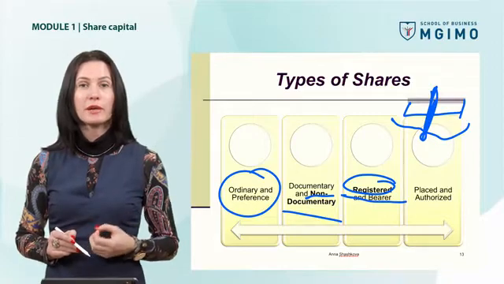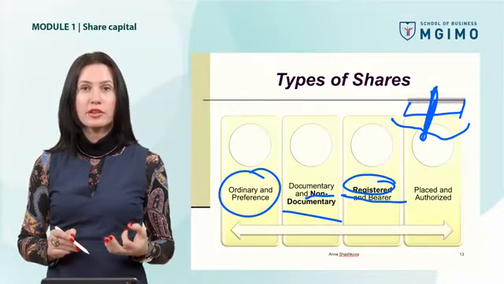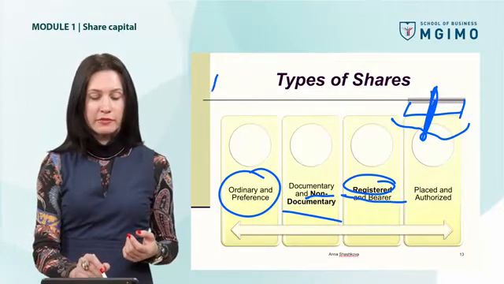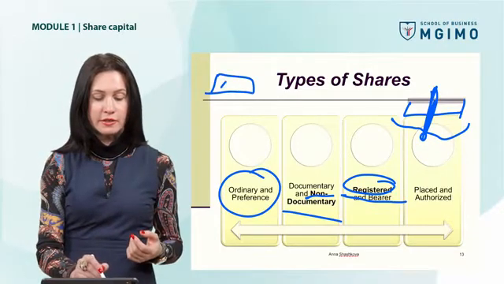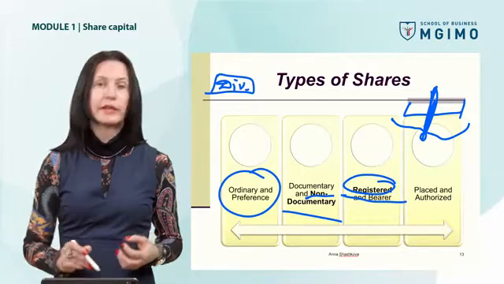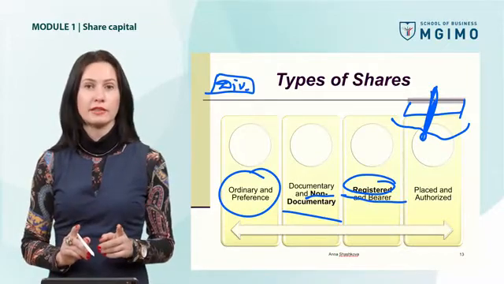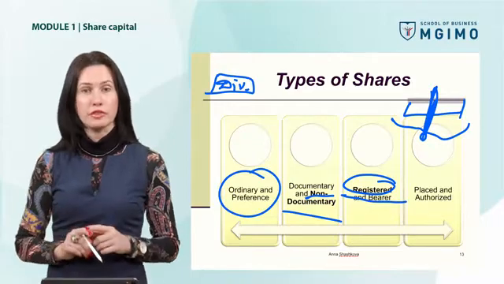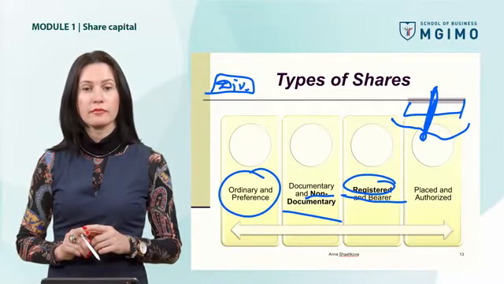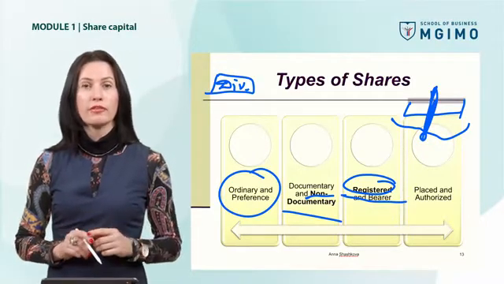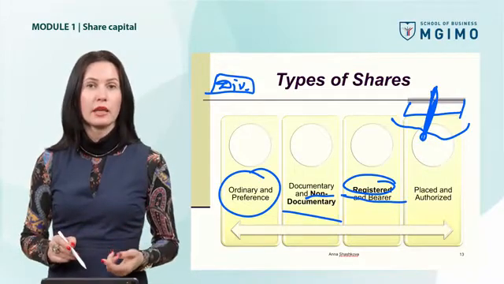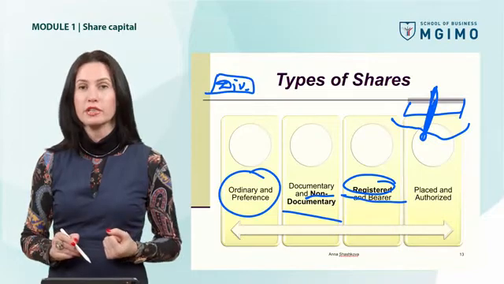And when we speak about preference shares, preference to what? Normally it is preference to dividend. So we stipulate a particular dividend, and this dividend shall be paid on preference shares. Also, preference shares may be preference to liquidation value. And normally preference shares do not vote.